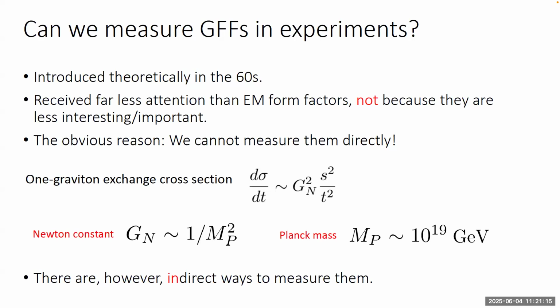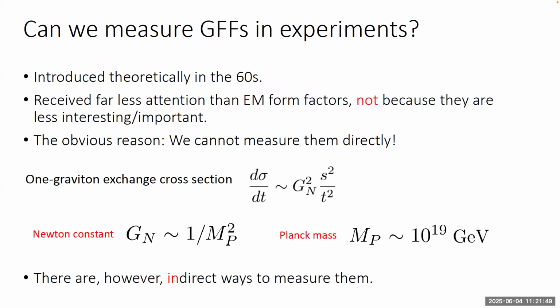So let me tell you why it is so difficult to measure the gravitational form factor. The history is actually long. The gravitational form factor was first introduced in the 60s. The history is not quite as long as the electromagnetic form factor, but it's pretty old. But it didn't receive particularly strong attention from the community, far less attention than the electromagnetic form factor.